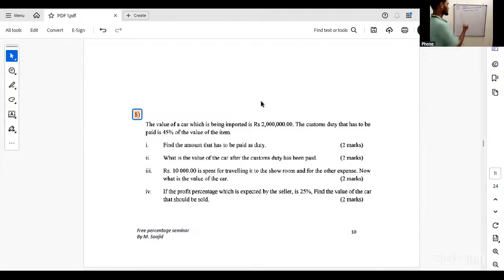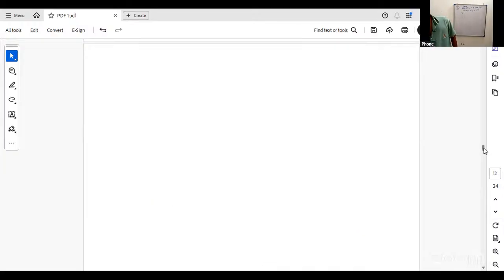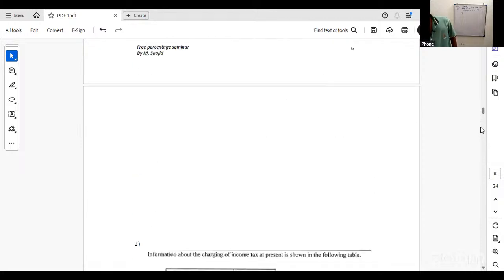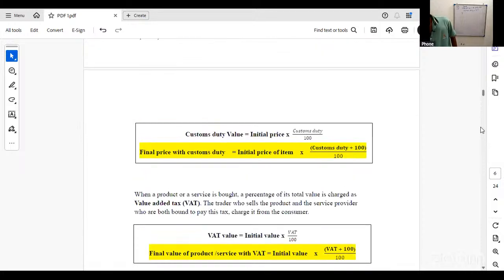Let's go with the first part. Part 1. Find the amount that has to be paid as duty. So they ask the value of the customs duty. So from these two equations, which equation should you use? The first one or the second one? They just ask the value only, so the first equation, this equation. Customs duty value equals the initial price times customs duty over 100. This equation we have to use.